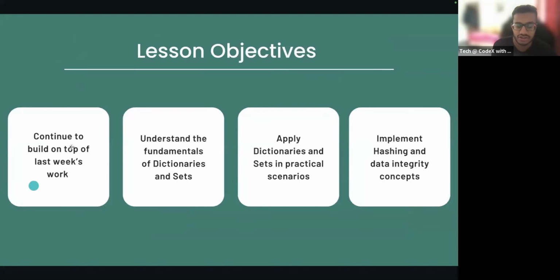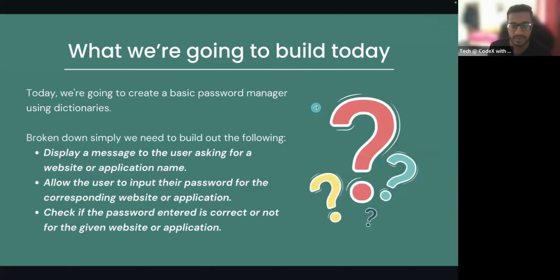So we're going to continue to build on top of last week's work. We're going to understand the fundamentals of dictionaries and sets. Again, mainly the priority is going to be dictionaries. We're going to apply dictionaries and sets in practical scenarios, and we're going to implement hashing and data integrity concepts. So I'll go over what hashing is, why we hash, as well. So again, if none of those words are familiar to you, don't worry. Dictionaries are relatively exactly what you think, just in a coding sense. And hashing we'll go over, and by the end, you should hopefully be familiar with everything.